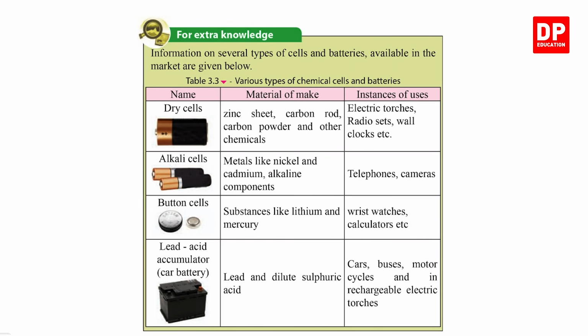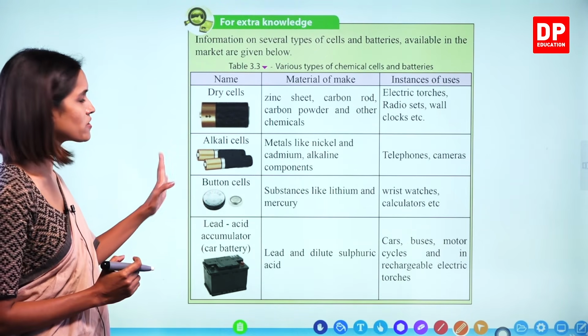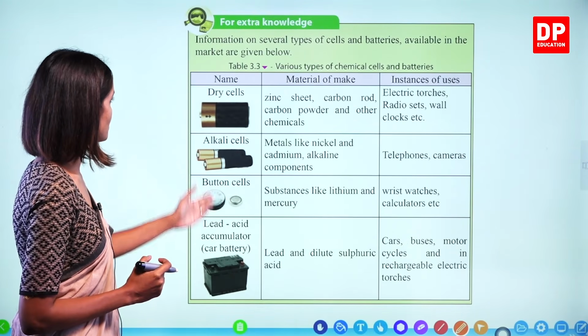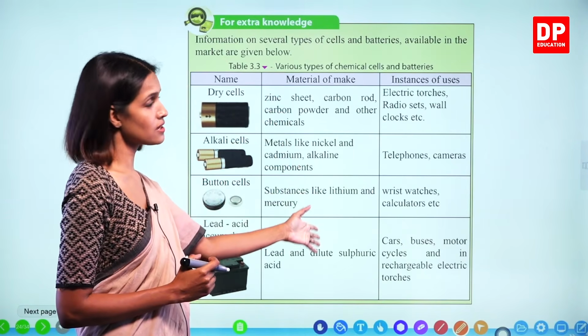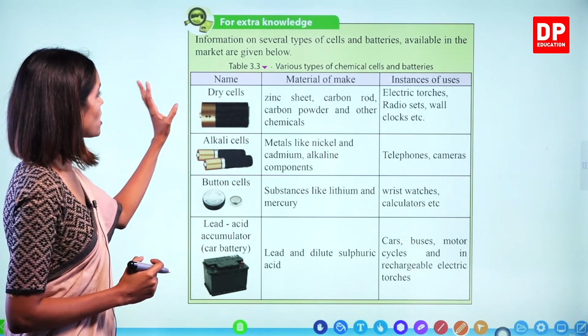Okay, we have some more information here. Information on several types of cells and batteries available in the market is given below. This is additional knowledge, but we will go through them. This is really important, right? So, what are the different types of cells given in this column? And what are the materials? And the instances of uses are also given, right? So, number 1, dry cells.